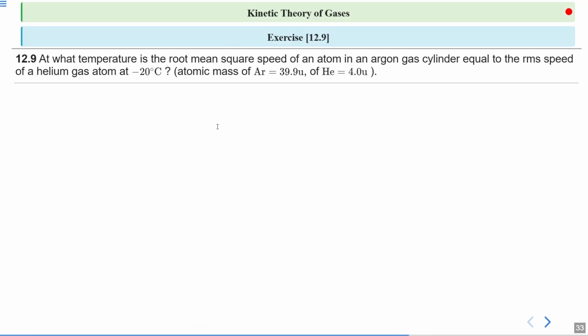At what temperature is the root mean square speed of an atom in an argon gas cylinder equal to the RMS speed of a helium gas atom at minus 27 degrees Celsius? Atomic mass of argon is 39.9 u, and of helium is 4.0 u.